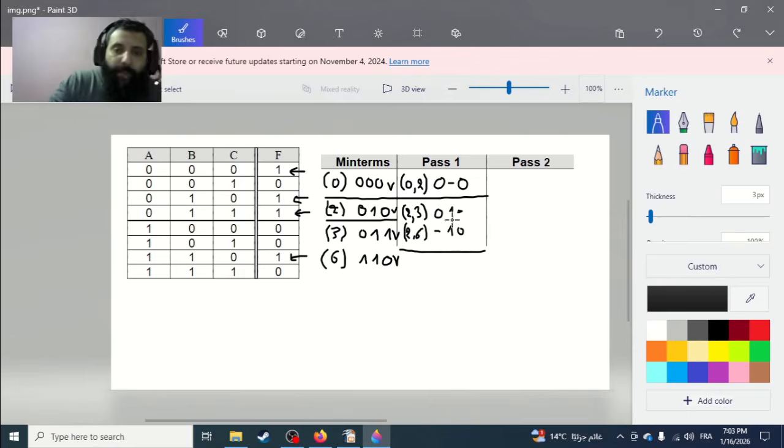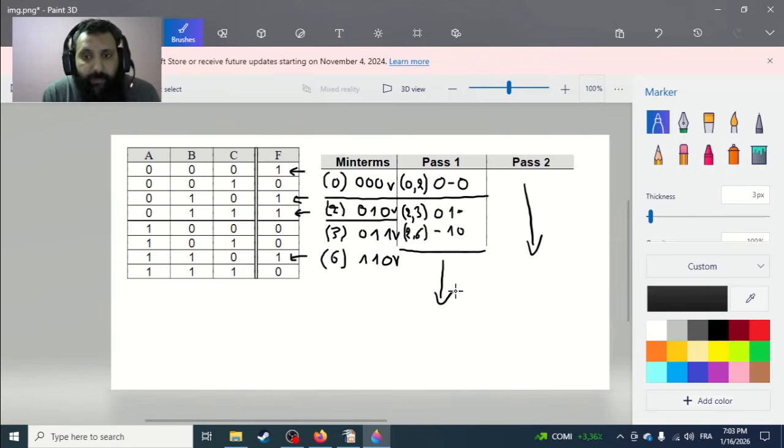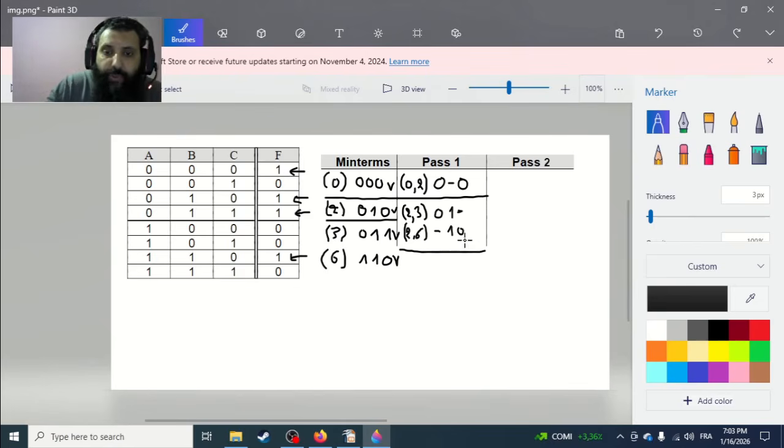Okay, we finished pass 1. Let's try to do pass 2. The column for pass 2 is different from the one forming the groups. Why? Because here, to reduce an implicant, the 2 implicants should get the dash at the same position.